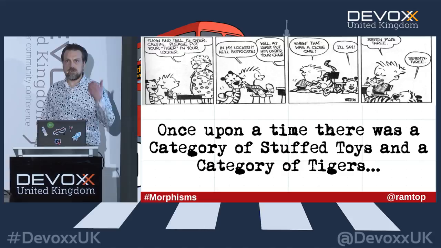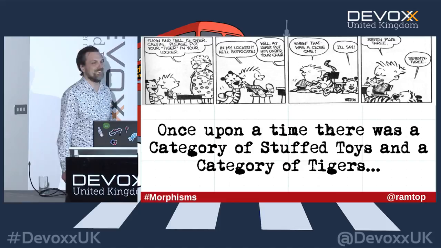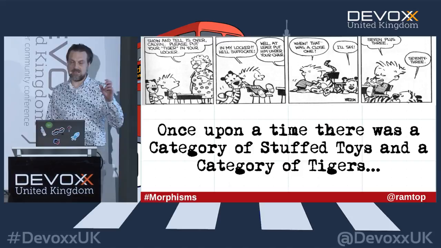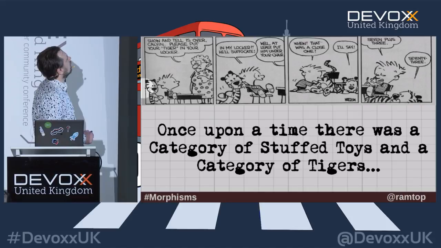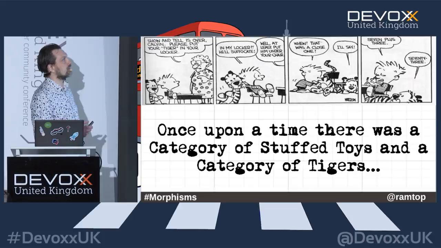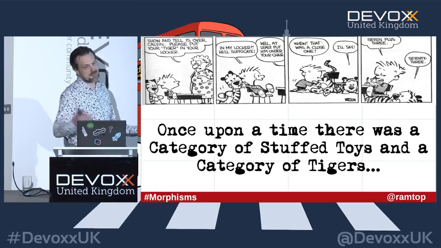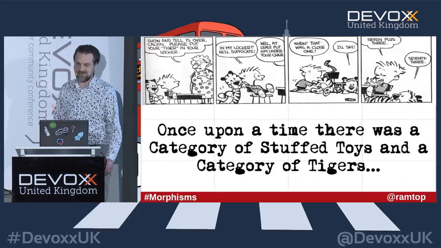But I don't know how many of you know this comic. Calvin and Hobbes. Okay, more than when I did this talk in Germany, where nobody knew. This is one of my favorite comics, and there is this stuffed tiger. When the kid and some adult are present, it's a toy, but when the kid and the tiger are alone, the tiger is alive, and they can talk. So we can say there is a category of stuffed toys and a category of tigers and someone that connects them together.